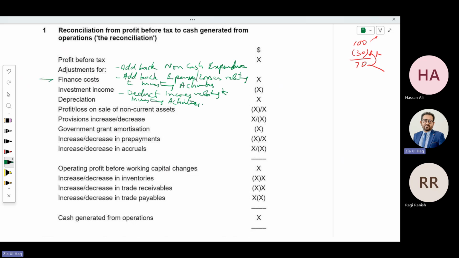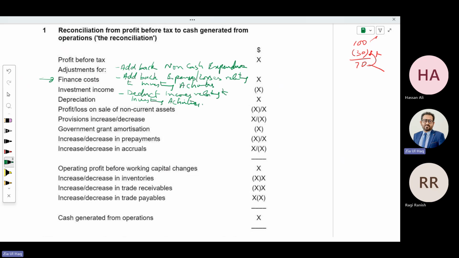Finance cost means interest. We need to add back because we need to take interest paid after cash from operations. We need to deduct interest paid. So the finance cost that is recorded in the profit and loss account to calculate profit, we need to eliminate its effect because it is not the cash paid. Cash paid could be different.